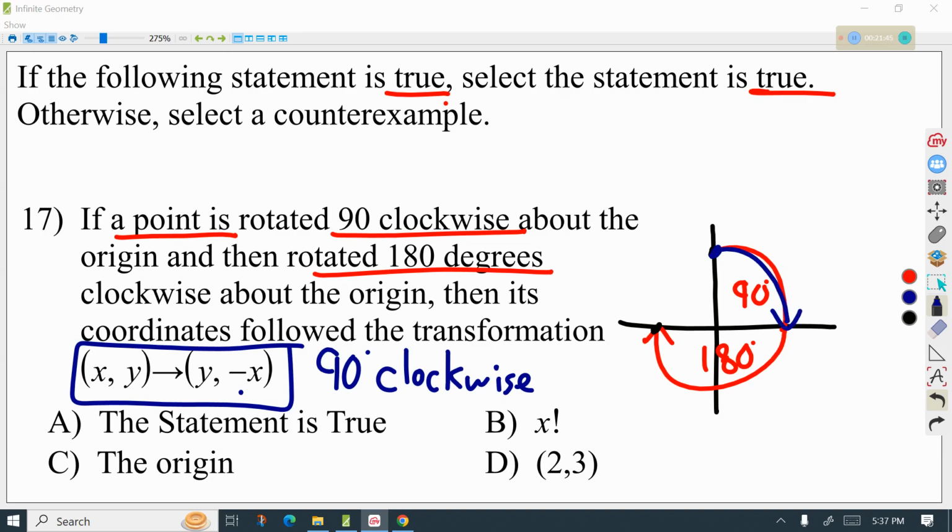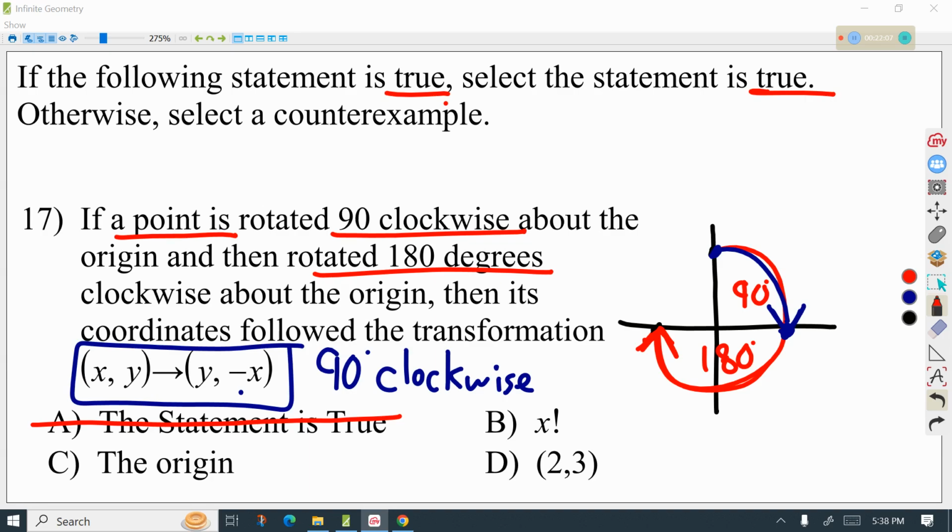So does the blue arrow end in the same place as the red arrow? Well, no, the red arrow ends right here, but the blue arrow ends over here. So this is not equivalent. So I know I can cross out "this is true" right away. Okay? Now we want to find the counterexample.